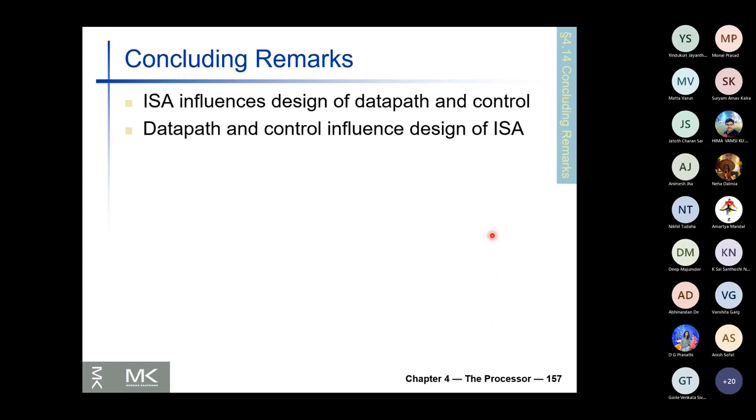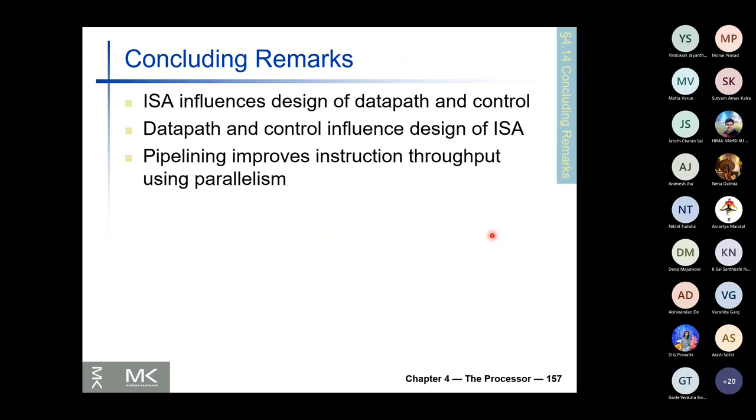Because you have hardware limitations, you cannot have a random sort of ISA. In that case, it may not be physically, so easily, implementable. So it is both ways. ISA influences the pipeline architecture, and at the same time, there are hardware limitations on data paths and controller, which influence the design of the instruction set architecture.